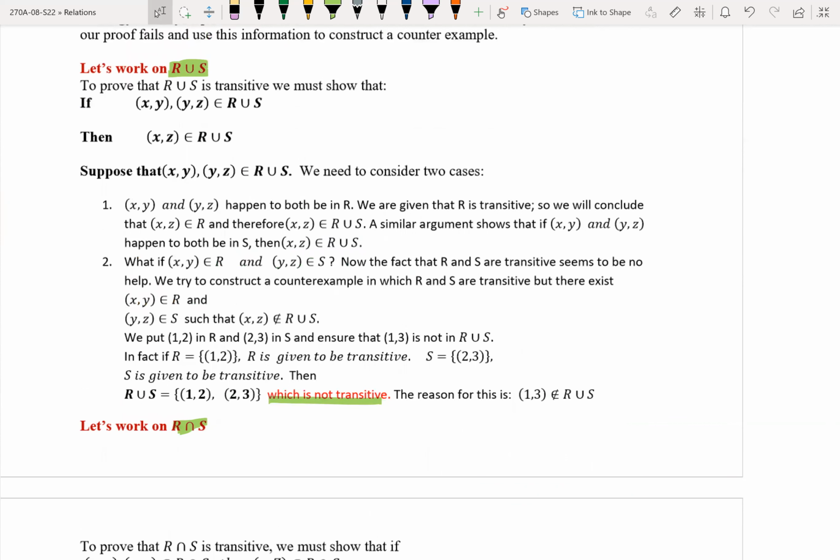Okay, are we ready? Do you know what we want to do right now? What was the question asked? R is transitive, S is transitive. I want to do a union and show that it's not transitive anymore.